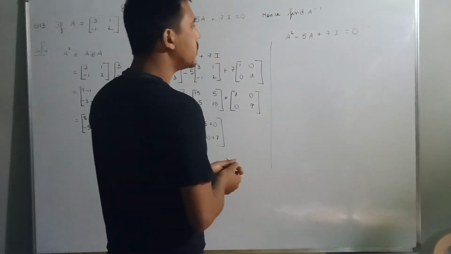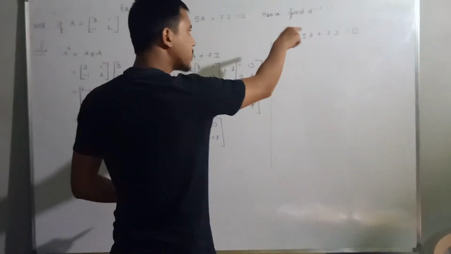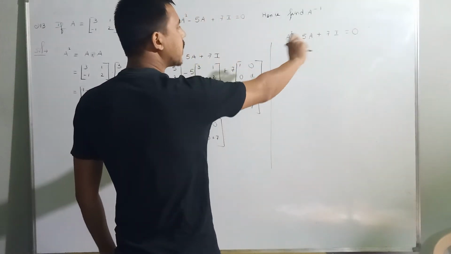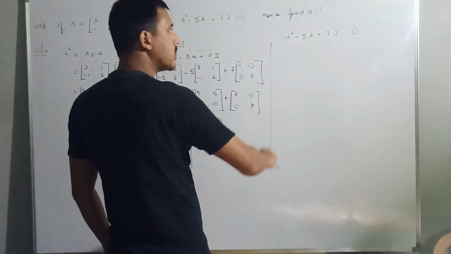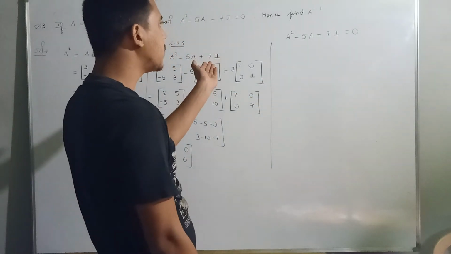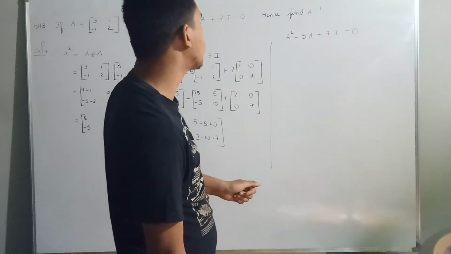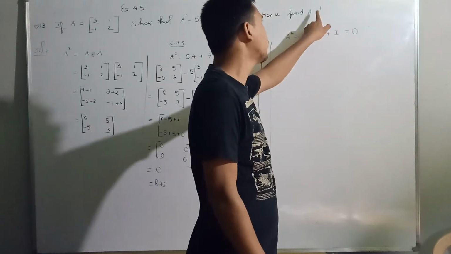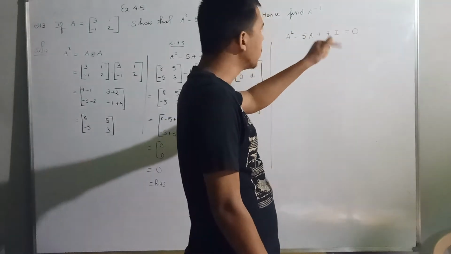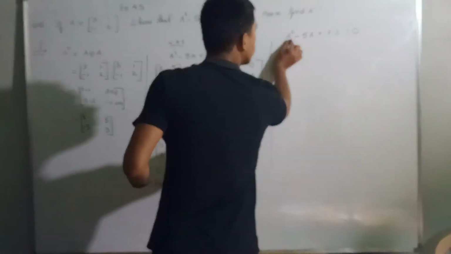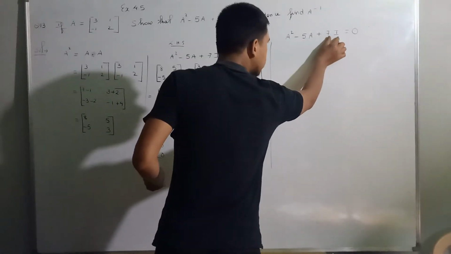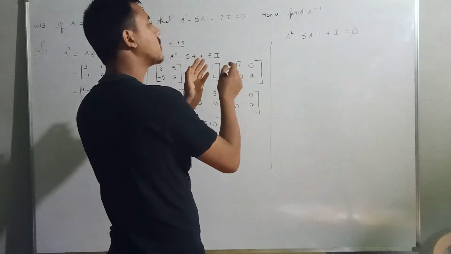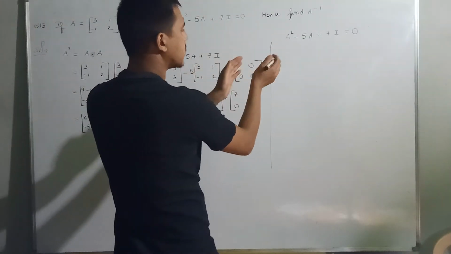To introduce A inverse, you multiply both sides by A inverse. But multiplying also, you either need to pre-multiply or post-multiply. Pre-multiply means multiply all the elements on the left by A inverse on both sides. Post-multiply means multiply all the terms towards the right by this A inverse on both sides. Okay? So you can do either pre-multiplication or post-multiplication.